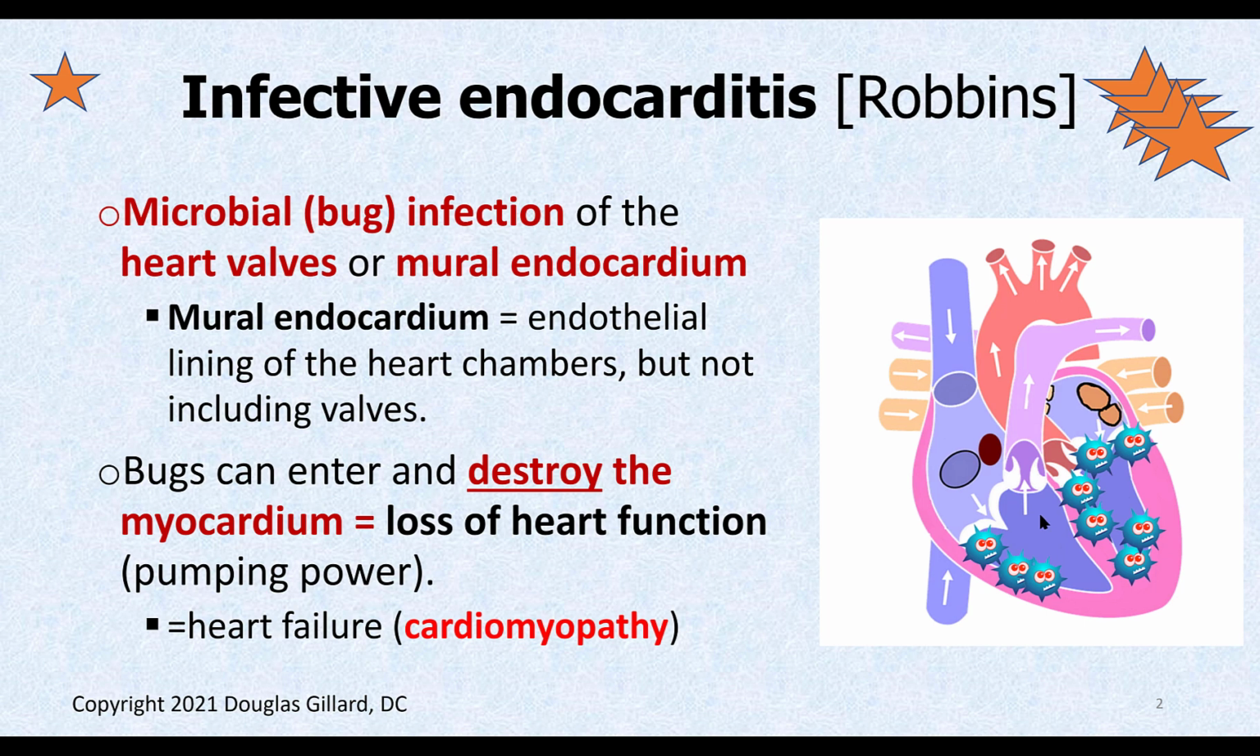We'll start off talking about infective endocarditis. Infective endocarditis is basically an infection of the very inner layer of the heart, which is the endocardium. Of course, there's an endocardium, myocardium, and pericardium. Pericardium is on the outside of the heart. The myocardium is in the middle. The endocardium lines the inside. It's made of endothelial cells.